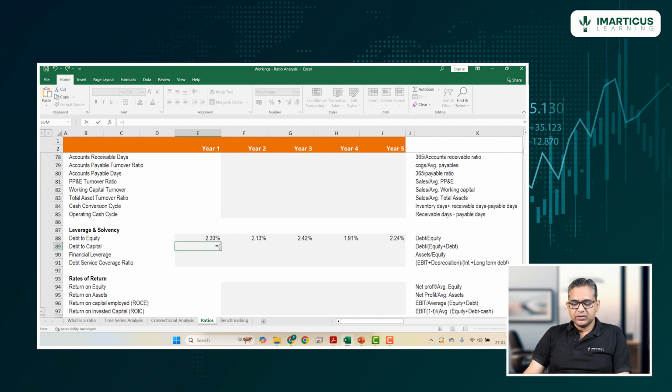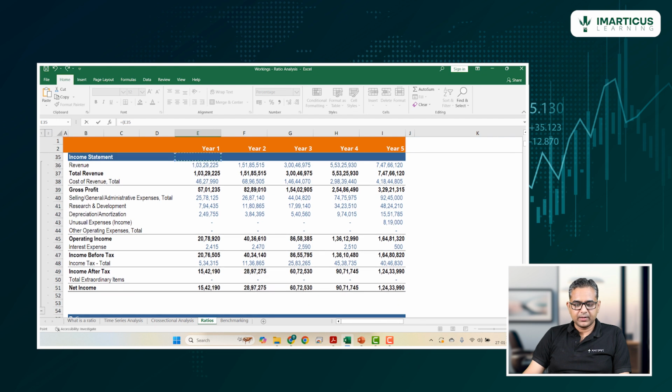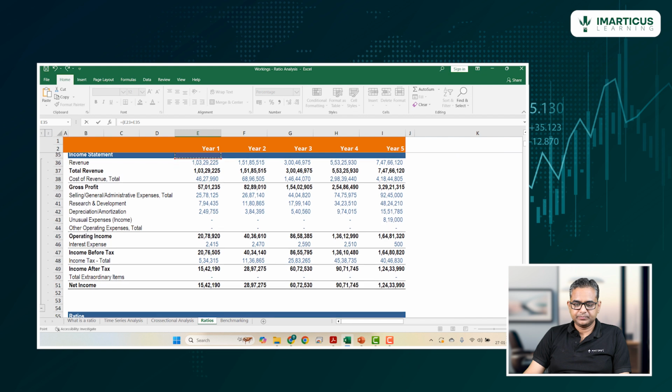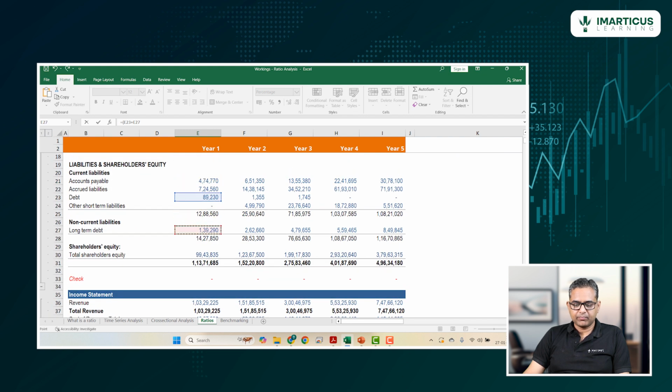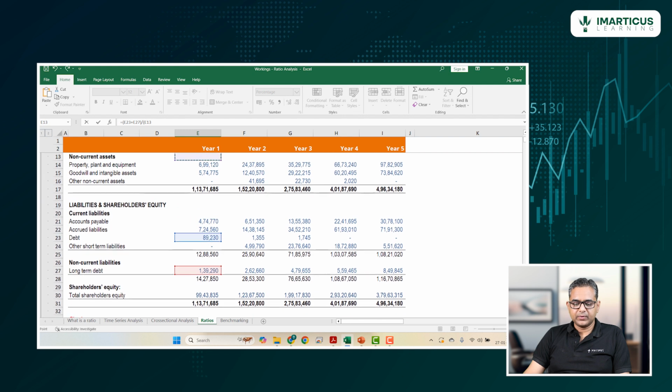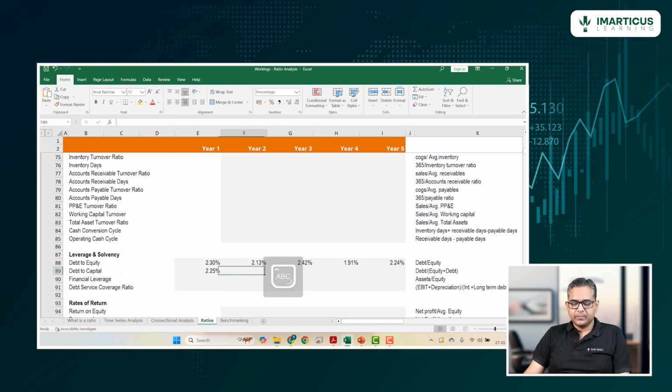Let's look at debt to capital. So here again we'll look at total debt, short term plus long term, divided by total capital. So that means equity plus debt we'll do here, not just equity, but debt plus equity. So because the debt financing is very less, that's why this ratio is also very small, 0.0225 or 2.25% only.